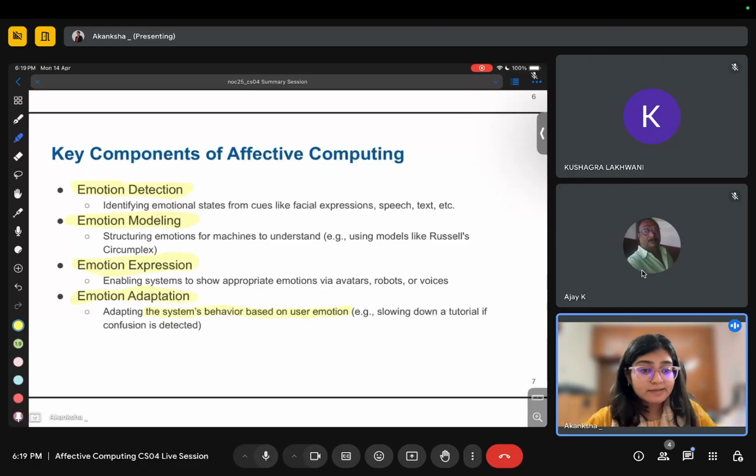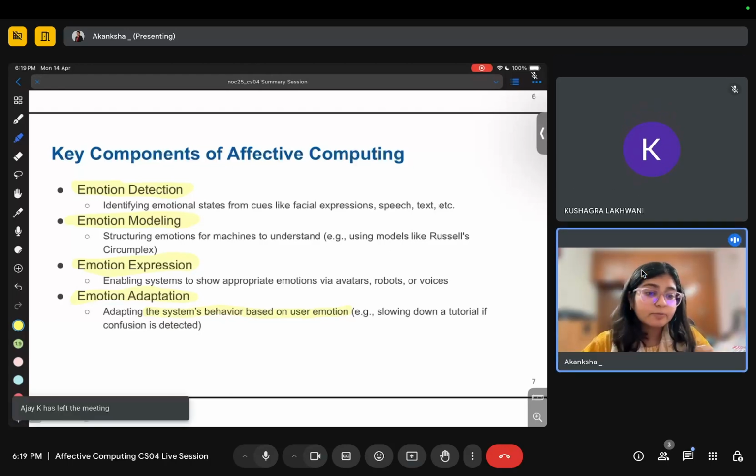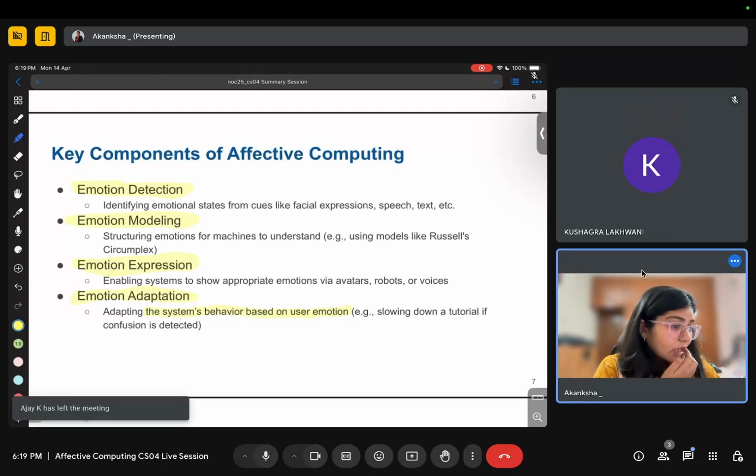It shouldn't be the case that I'm interacting with Siri and it responds to my question in the same way as it is responding to yours. So every person is different, right?